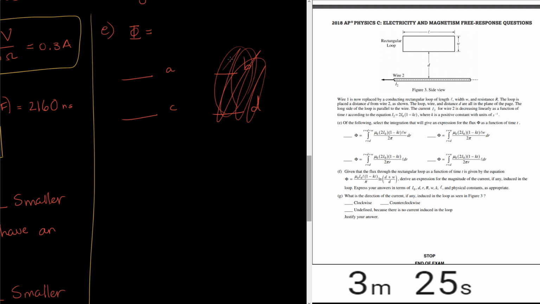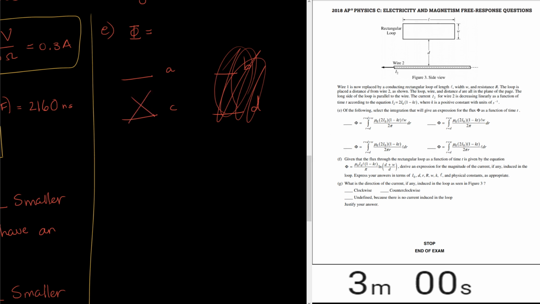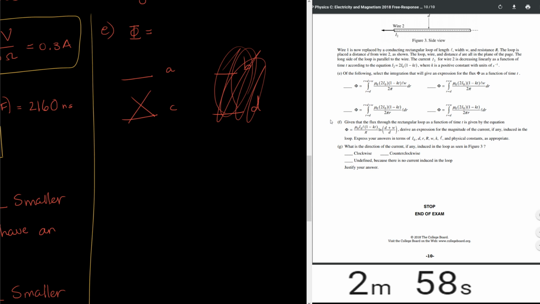Will it be divided by 2 pi r, LW over 2 pi r, or not? It's going to be divided by r indeed, but it will also contain the length. Yes, it is going to be C, because we contain the r and the L is in there. Given that the flux through the rectangular loop as a function of time t is given by the equation, that corroborates our answer.